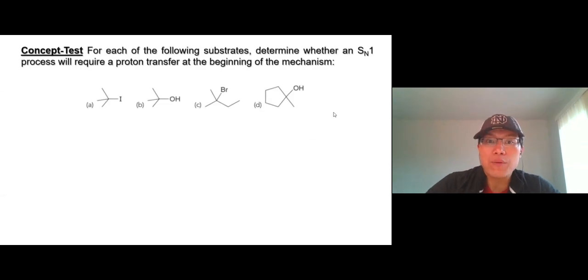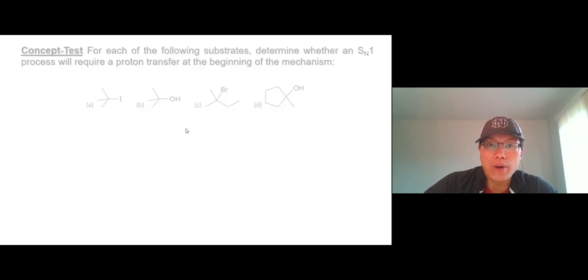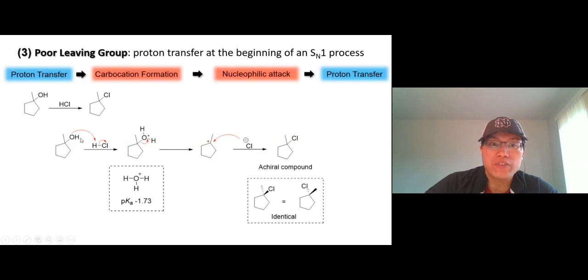Now this one: if you want to do SN1 on each of these compounds, which one requires a proton transfer at the beginning of the mechanism? Go back right here. Why do we have to do a proton transfer at the beginning? Because an OH group is a poor leaving group. It doesn't want to leave, so you have to make it leave by converting it to a better leaving group.